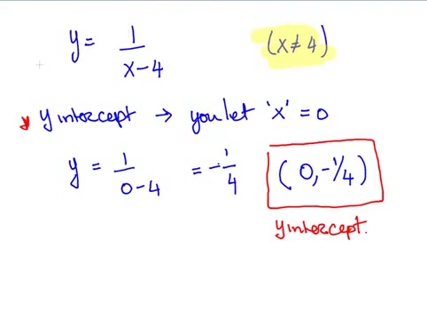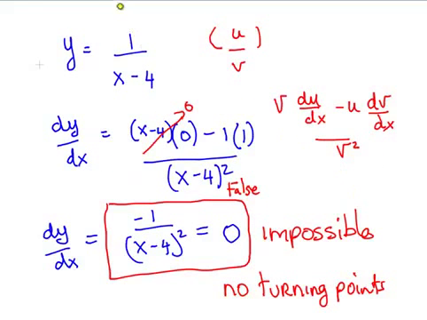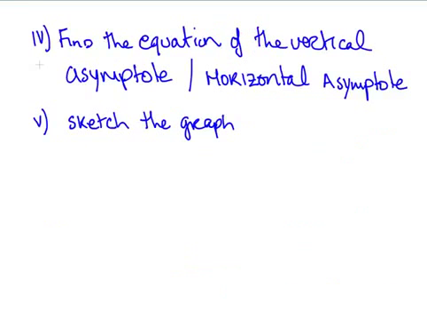So the next part of the question, I'm just going to pause for a second and write it up. The next parts are find the equation of the vertical asymptote and the horizontal asymptote. It's two different questions, but I just bunched them together. And finally, the last one is sketch the graph.